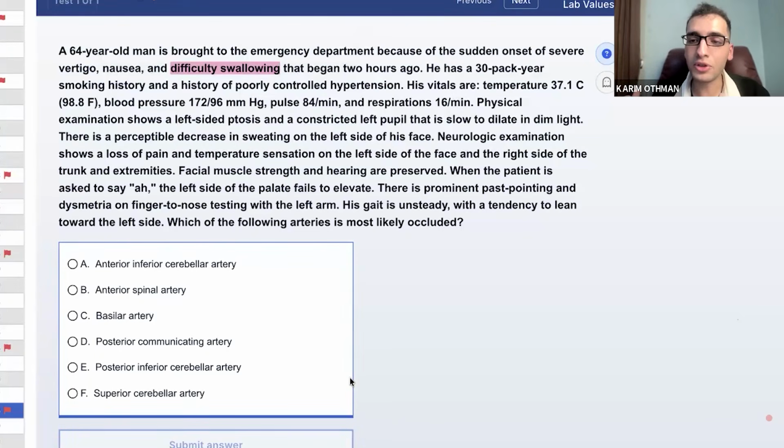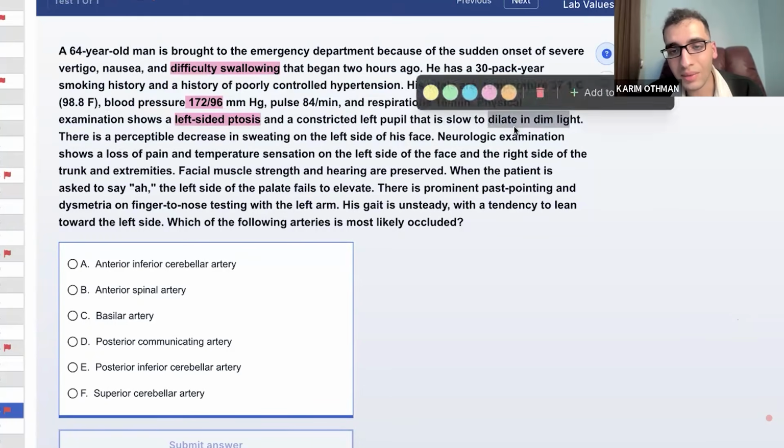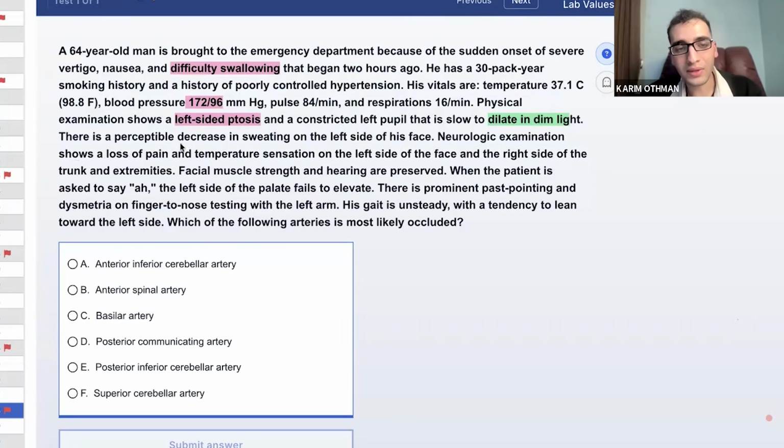And again, guys, while I approach these questions, I always look for the keywords. He has a 30 pack-year smoking history and a history of poorly controlled hypertension. So I know this person has a very high likelihood of having a stroke because they have two important risk factors for stroke. The vitals are fine, blood pressure is a little bit high, respiration is 16, pulse is fine, and the physical examination shows left-sided ptosis and a constricted left pupil that's slow to dilate in dim light. There is also a perceptible decrease in sweating on the left side of the face. So there is a problem on the left side of the face in general.